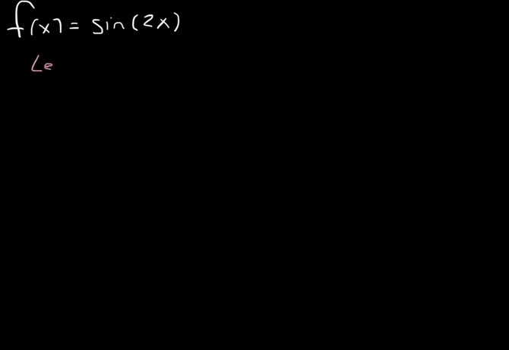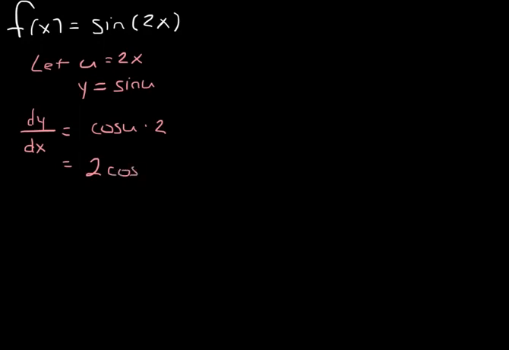So we can let our u equal the inside function, and then our y is really sine of u. So our derivative is the derivative of y with respect to u times the derivative of u with respect to x. Then we substitute back, so this would be 2 times the cosine of 2x.